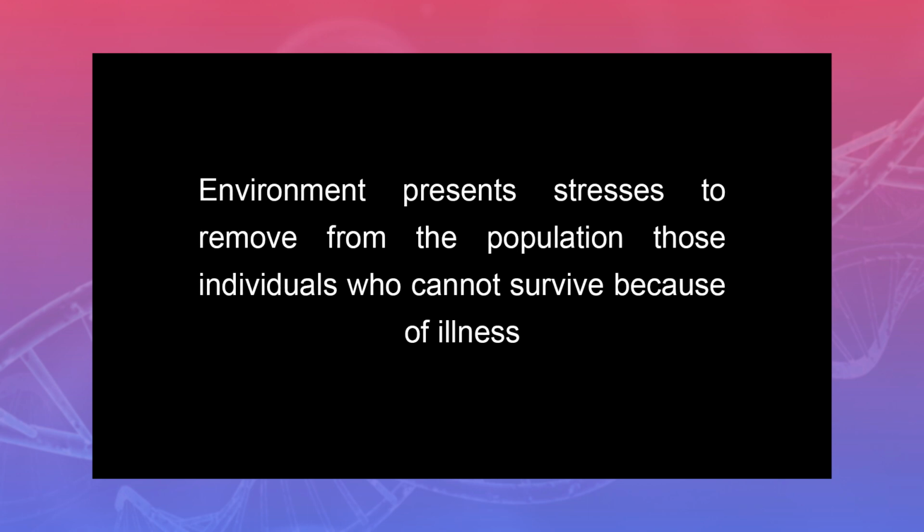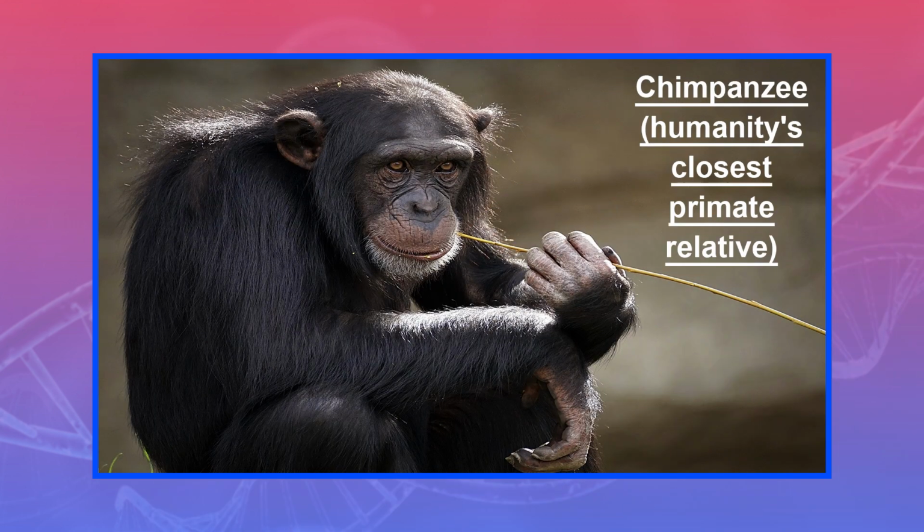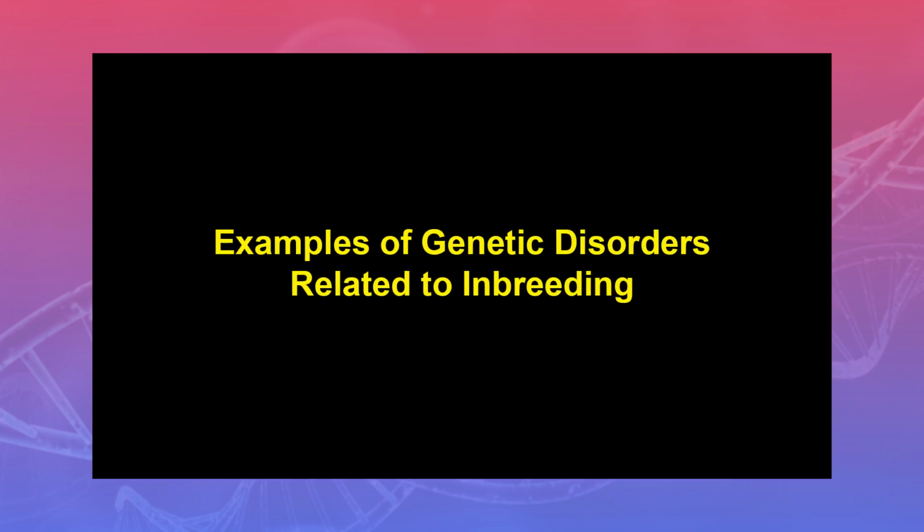In many cases, the closest available mate is a mother, sister, grandmother, father, brother, or grandfather. In all cases, the environment presents stresses to remove from the population those individuals who cannot survive because of illness. In general, many mammal species, including humanity's closest primate relatives, avoid close inbreeding, possibly due to deleterious effects. Dear students, let's talk about the examples of genetic disorders related to inbreeding.